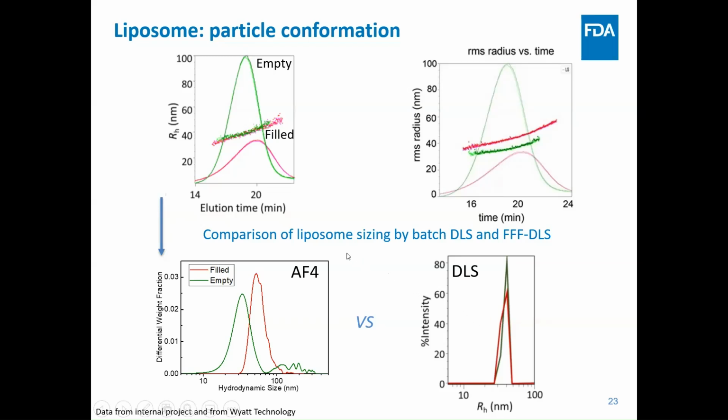So in addition to hydrodynamic size, the AF4 can tell you another type of size. It's called the RMS size. As you can see from the top right, the RMS size for these two formulations are different, but we still don't know which one is empty and which one is loaded. But by using AF4, actually, we can determine that.